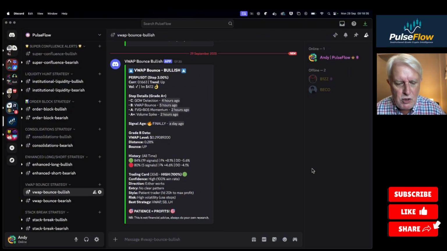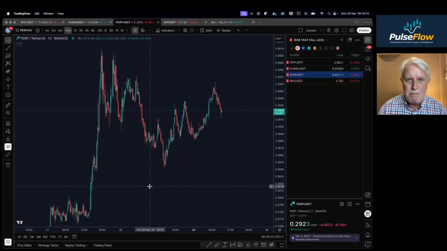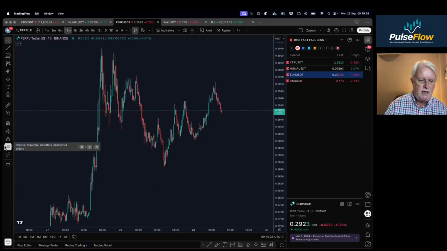This is PERP USDT in a VWAP bullish strategy. And as you can see, the VWAP bounce happened at my 4:30 a.m. And the best approach to this is just to look at the charts to find out what's happening. So this is PERP USDT on the chart, and I've turned off all of my indicators and drawings, but I'm going to turn them back on.